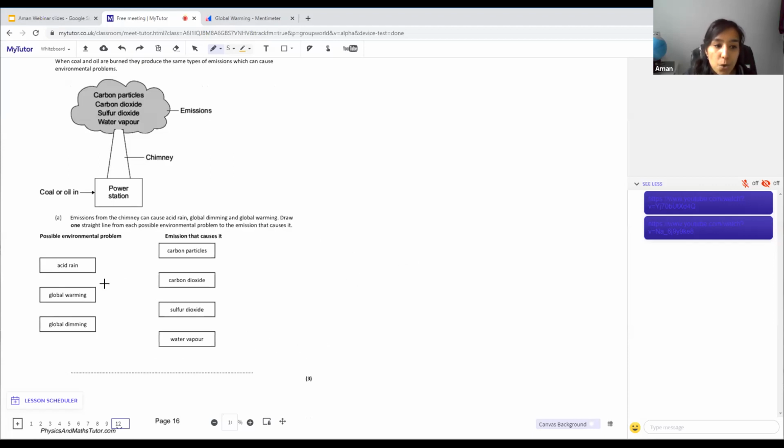So, which emission causes acid rain? Good, sulfur dioxide. So sulfur dioxide causes acid rain. Which emission causes global warming? Good, carbon dioxide. And finally, which emission causes global dimming? Yep, carbon particles. So you could have also got the answer for saying that water vapor causes global warming, because water vapor is a greenhouse gas. Good, well done. Okay, so that's it for the exam questions on this whole topic.